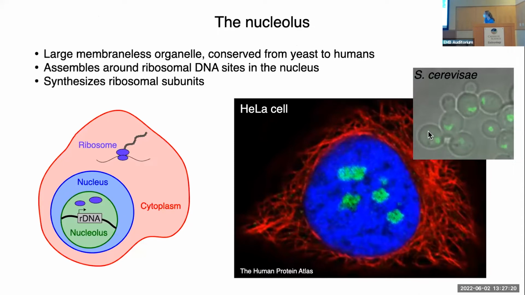So this protein here is fibrillarin, and the same protein localizes to the nucleolus in yeast as in HeLa cells. And the known molecular function of the nucleolus is to synthesize ribosomal subunits. So it assembles around ribosomal DNA sites, and to synthesize them, it transcribes ribosomal RNA, and then it processes and packages these with ribosomal proteins that are synthesized in the cytoplasm and brought back in. And then the large and small subunits of the ribosomes are exported from the nucleus into the cytoplasm, where they translate proteins.